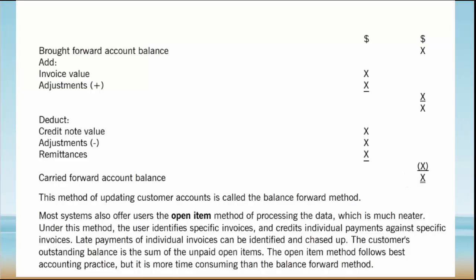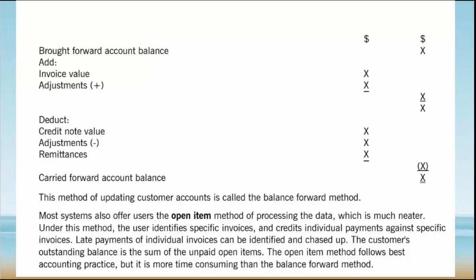Methods of updating accounts. There are two main ways to update a receivables ledger. The balance forward method is quick and straightforward. It focuses only on the total balance owed without linking payments to specific invoices. For example, if a customer owes $800 and pays $300, the new balance is simply $500. The system doesn't specify which invoice was paid.